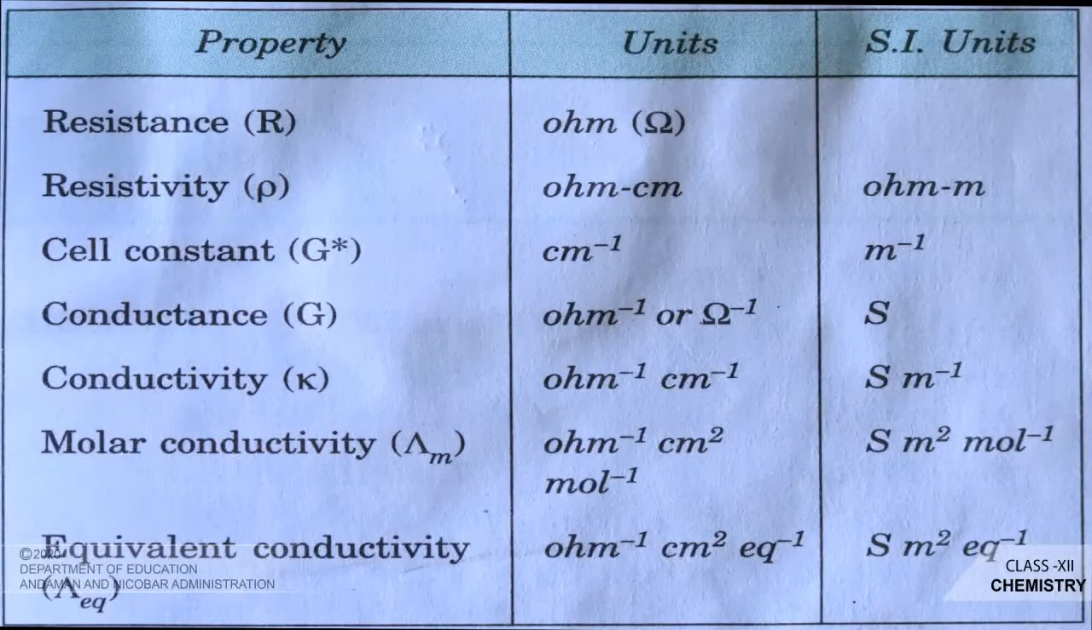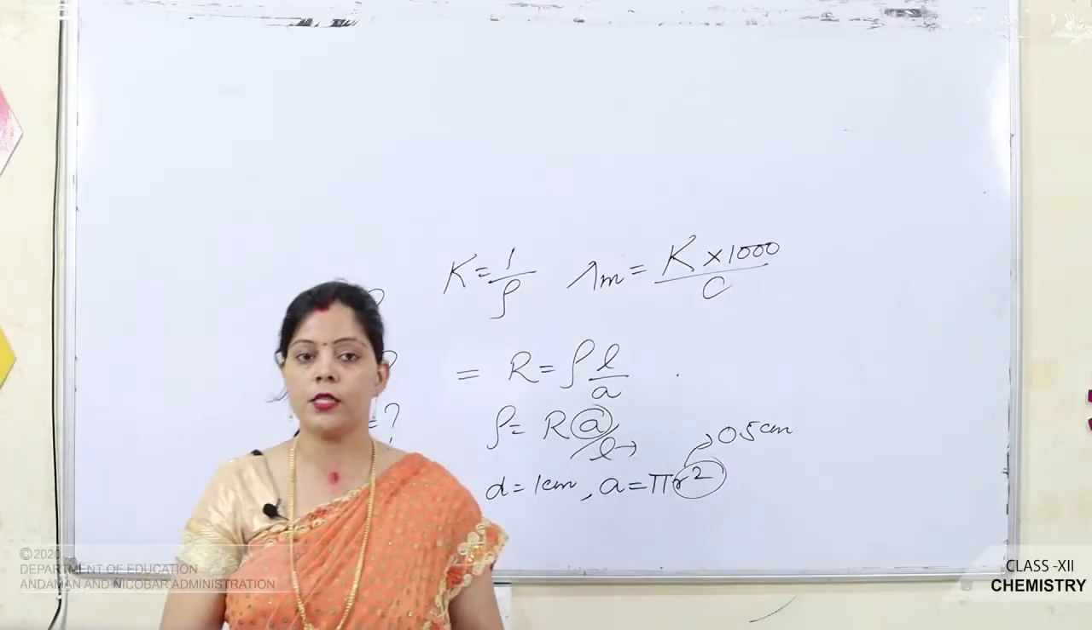Molar conductivity kappa m has the unit ohm inverse centimeter square and mole inverse, and in SI unit the Siemens meter square mole inverse. Equivalent conductivity has the unit ohm inverse centimeter square equivalent inverse, and in SI unit Siemens meter square equivalent inverse. So children, you have to take a snap of this slide, so you are able to know the units of some of the common properties which are discussed in this chapter.